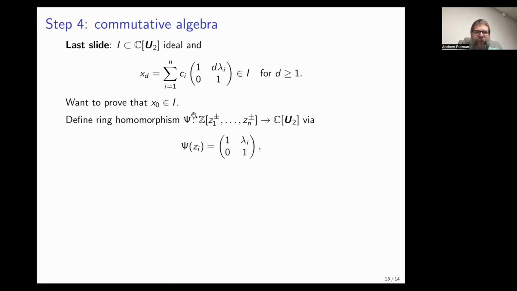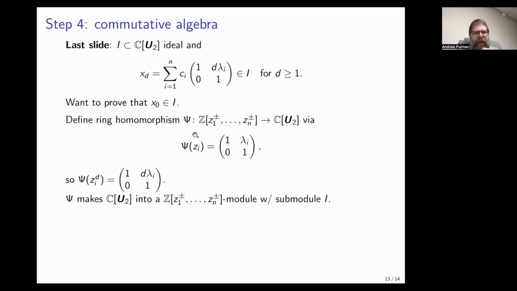So there's a sort of universal property. This is sort of free, right? So I can just take the z_i's to any units I want inside this group ring, and so these are the units I'm going to take them to. And so I can define a ring homomorphism like that. And what that means is that if I take z_i to the d, well, what does that do? That takes it to 1 d lambda_i 0 1, right? So I have this ring homomorphism, and z_i to the d goes to the things I want.